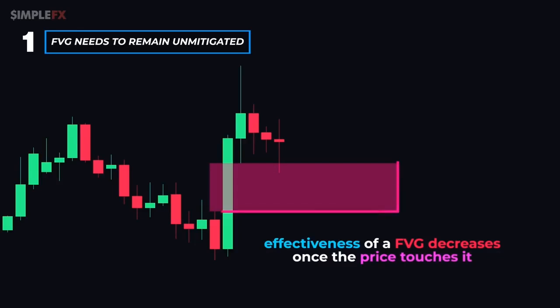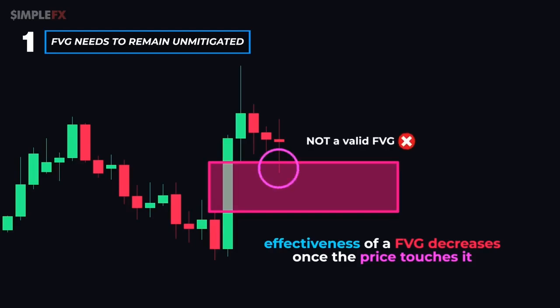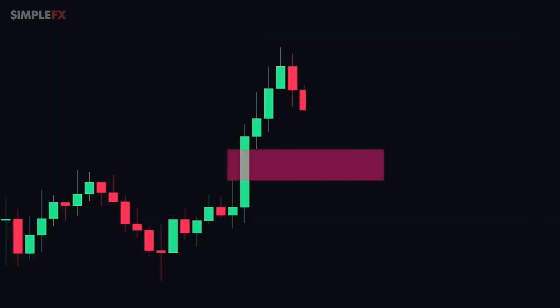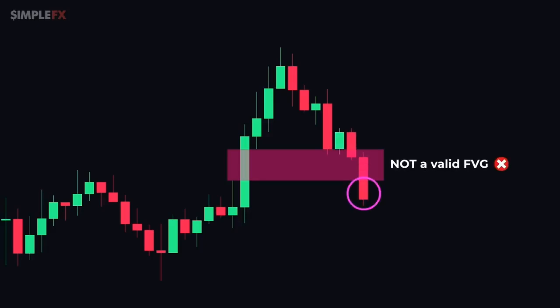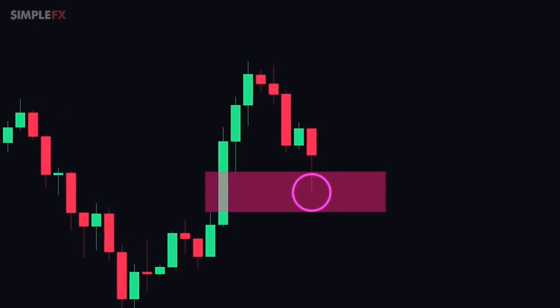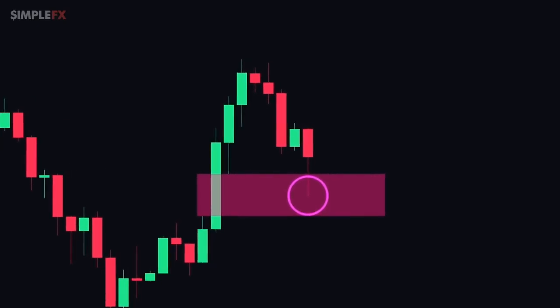For example, if you see a fair value gap that forms, but you also notice that the price has already retested it, then it's no longer an effective fair value gap. Another important thing to note is that the price shouldn't retrace too deeply to the point where it closes below the gap. If it does, then the fair value gap is also invalidated. So the best fair value gap entry is when the price hasn't retested it before. And when it does retest for the first time, make sure it doesn't break below the gap.